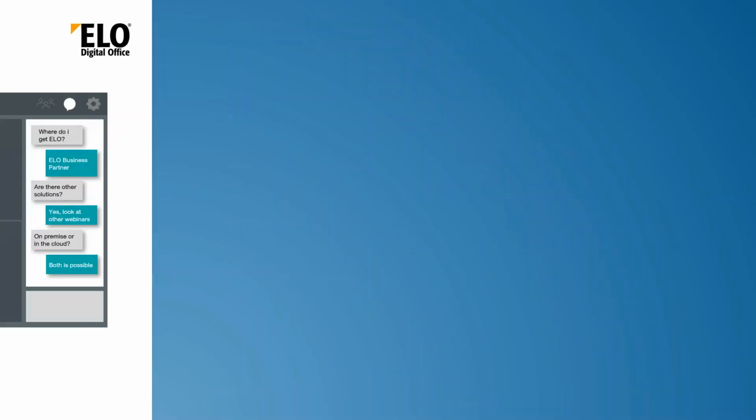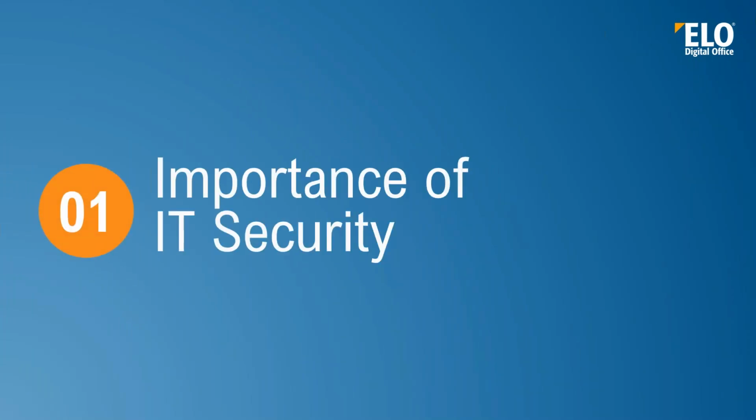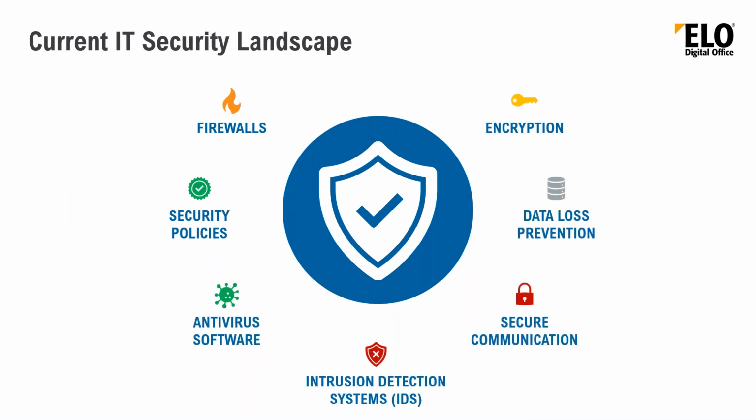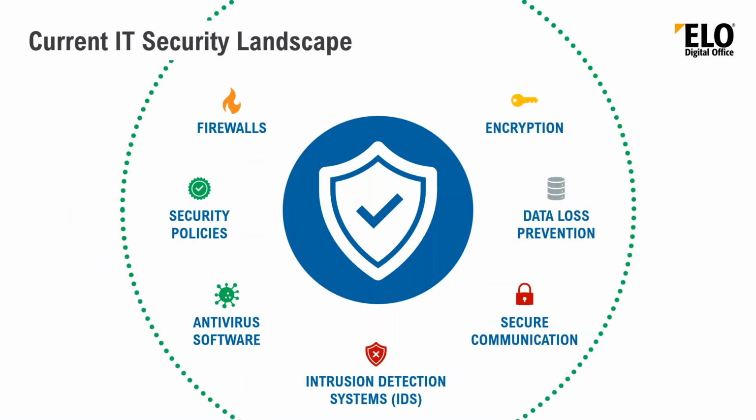So let's start with the importance of IT security. So when we have a look on the current IT security landscape, it may look like this in your company or in every company. We have some firewalls, we have security policies, antivirus software, intrusion detection systems, secure communication, data loss prevention, encryption, and so on. So all those things are state of the art, and that's the current IT security landscape.